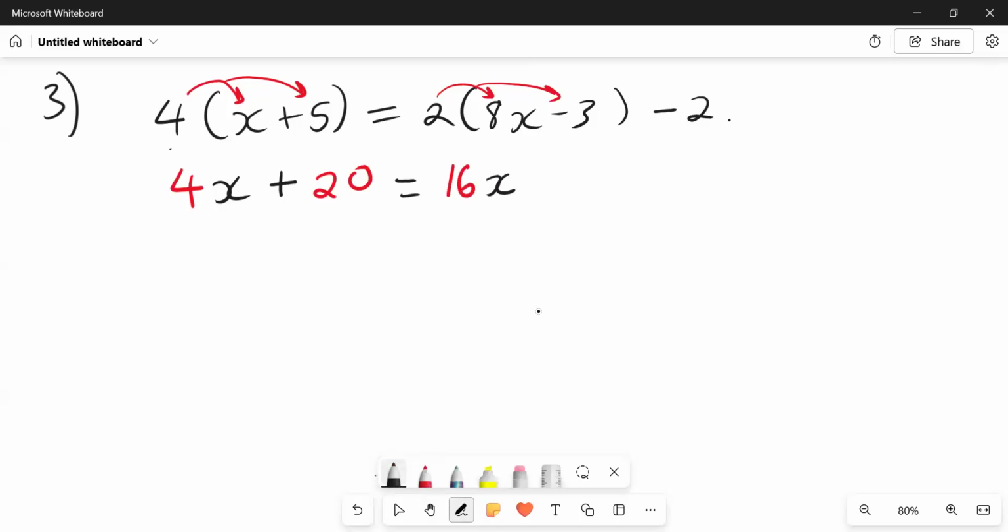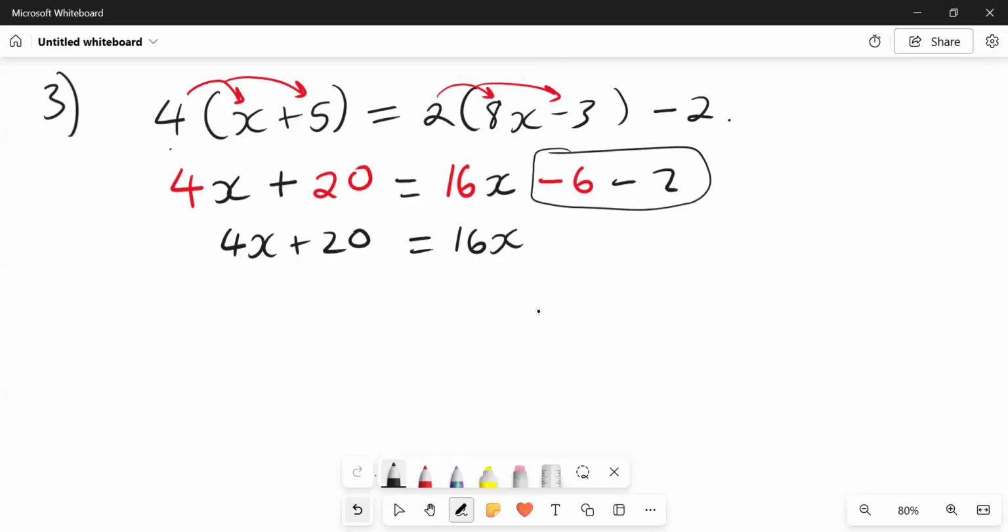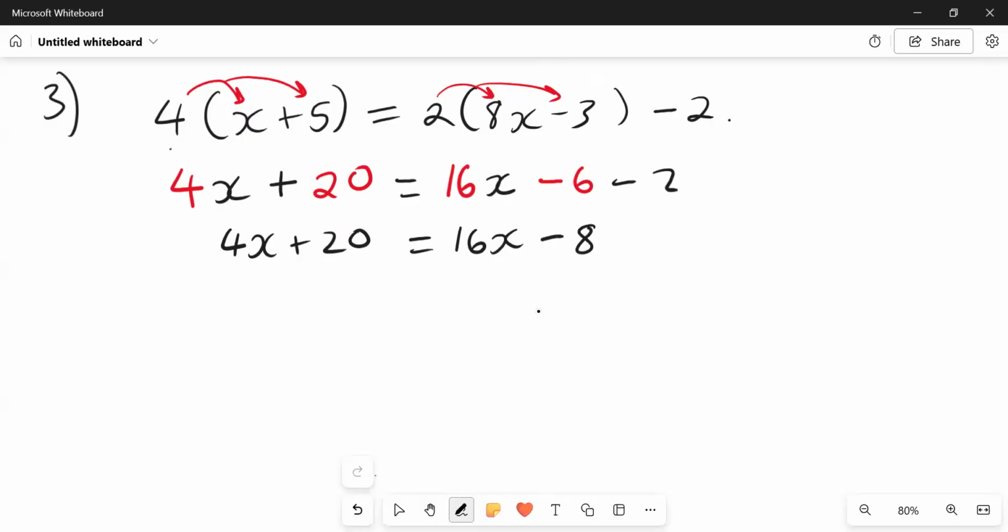Then there's your x, there you drop down your x. And then 2 times negative 3, that's minus 6. And then you drop down minus 2. And then from there, let's try and take care of these two, right? So minus 6 minus 2, that's minus 8. When using your calculator, you don't have to even stress yourself there.